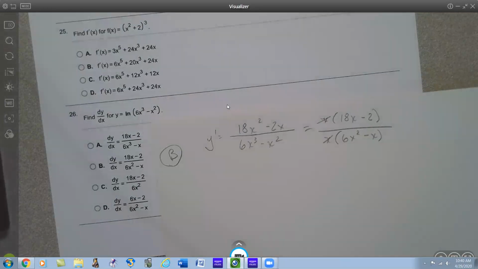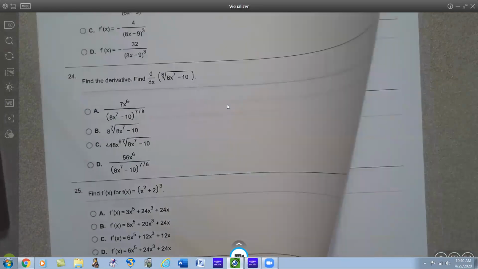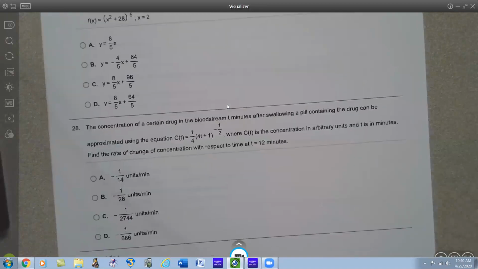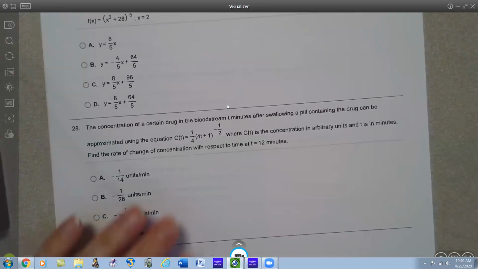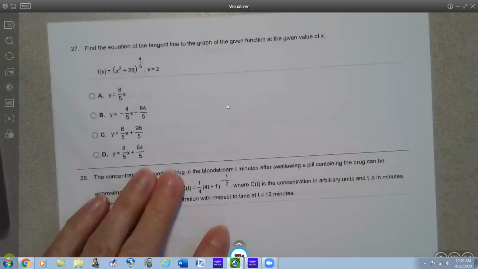There's a ton of problems. It's just a lot of practice getting you back. And like I said, there's not that many problems on the test, not compared to this thing. 27 is another derivative where you have to use your chain rule. And let me see, they want the tangent line. I think this is about the 4th or 5th problem there. Expect 1 or 2 on there.